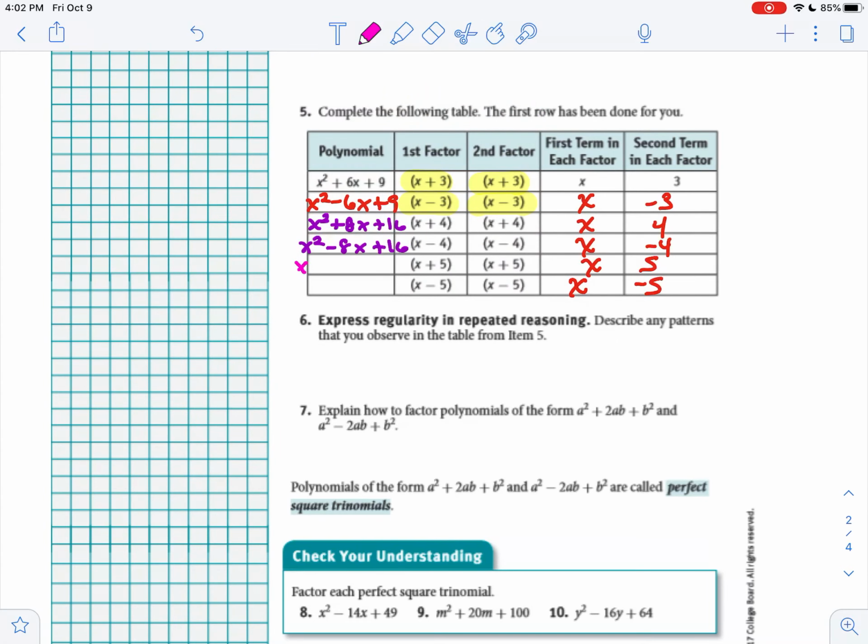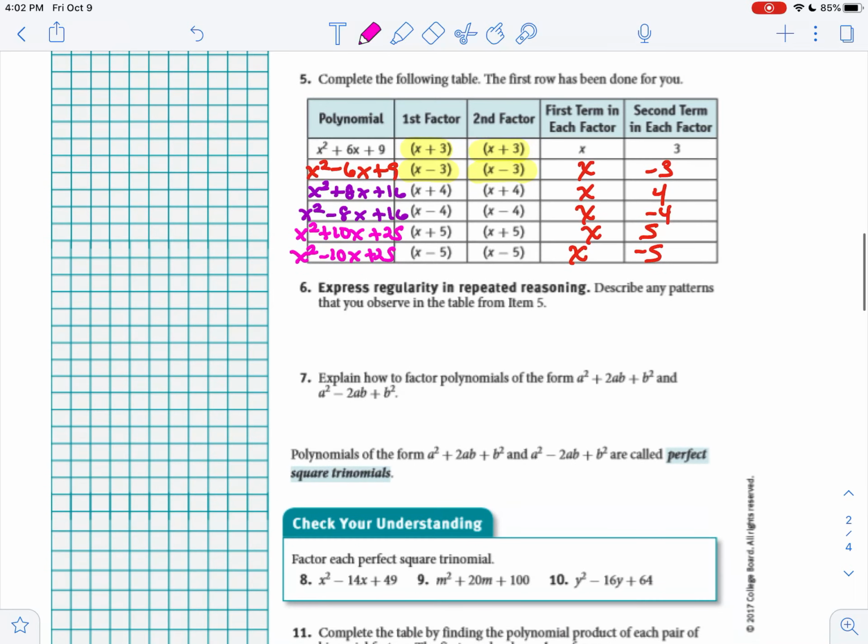We could do the same thing. If it's x plus 5 times x plus 5, that gives us x squared plus 10x plus 25. And it'll only change to minus 10x plus 25. So that's going to be true for all of our perfect square trinomials. They're going to have these identical binomial factors, and we want to pay attention to their signs. One of the things I want you to notice is that the middle term of the trinomial is always twice the constant term of the binomial.